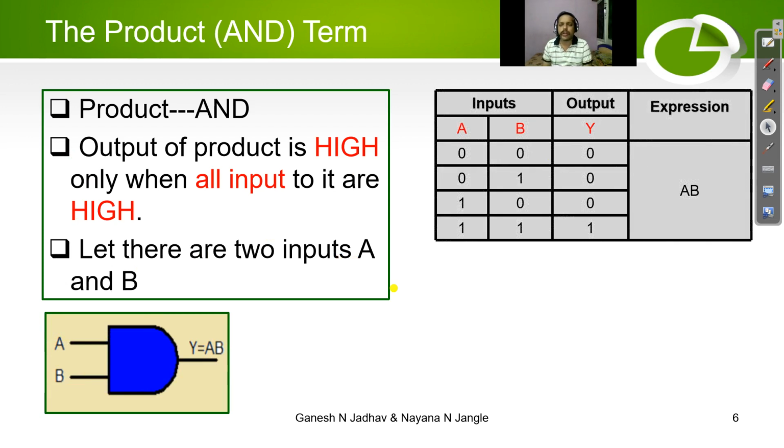So let's check in the truth table. Suppose we have two inputs A and B. We'll take the combinations 0 0, 0 1, 1 0, 1 1. If we take the product, 0 into 0 is 0, 0 into 1 is 0, 1 into 0 is 0, and 1 into 1, the output will be 1. Only when both inputs are present will you get the corresponding output, and the expression is written as A into B.